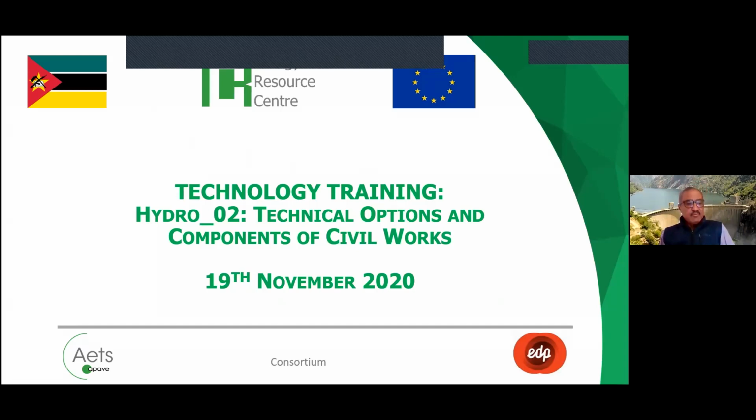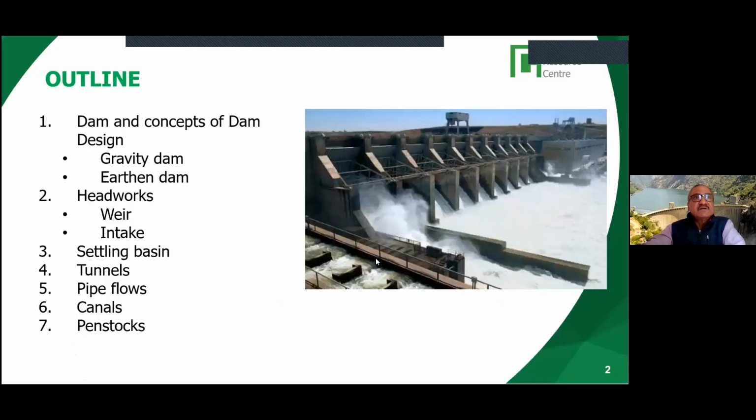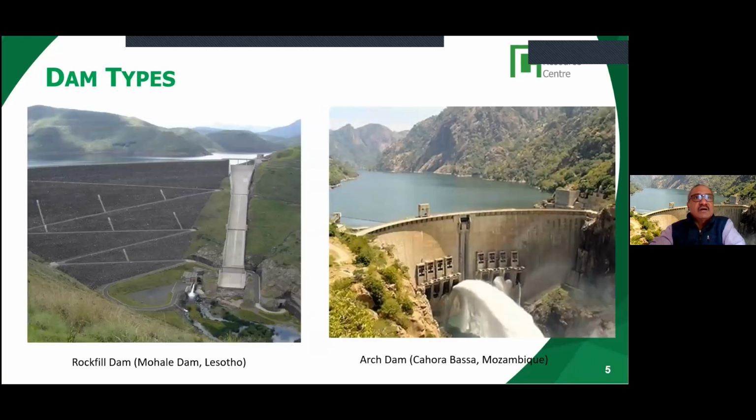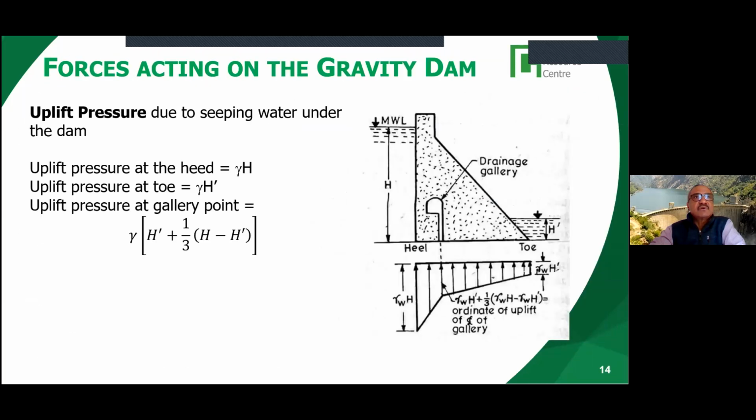Good morning, everybody. I will continue from where I left yesterday, basically on the technical options components of civil works. I think I covered basically the dam and the gravity dam. Today, I will continue from the earthen dam, one of the types of dam, and then go ahead. Just let me go to that slide.